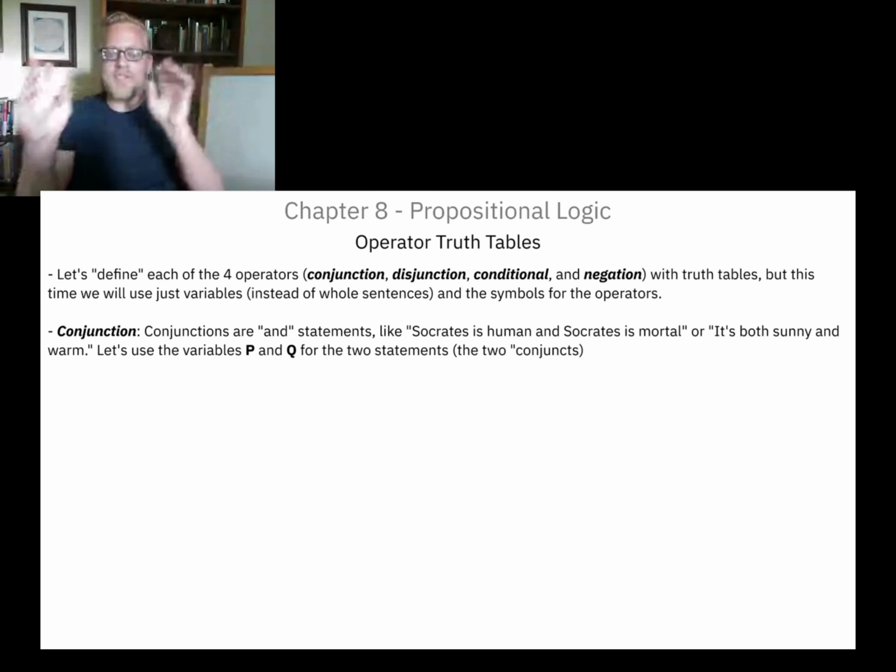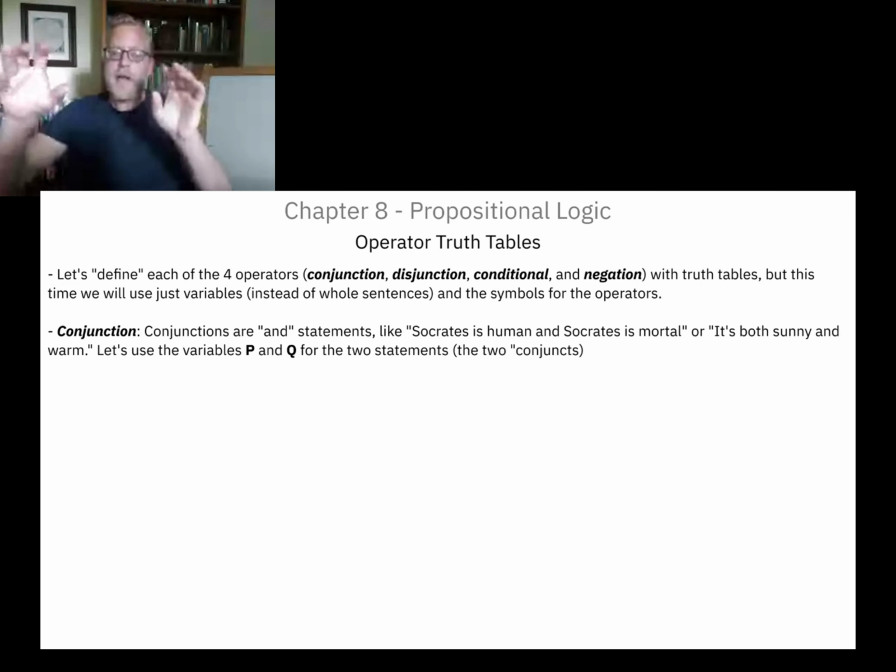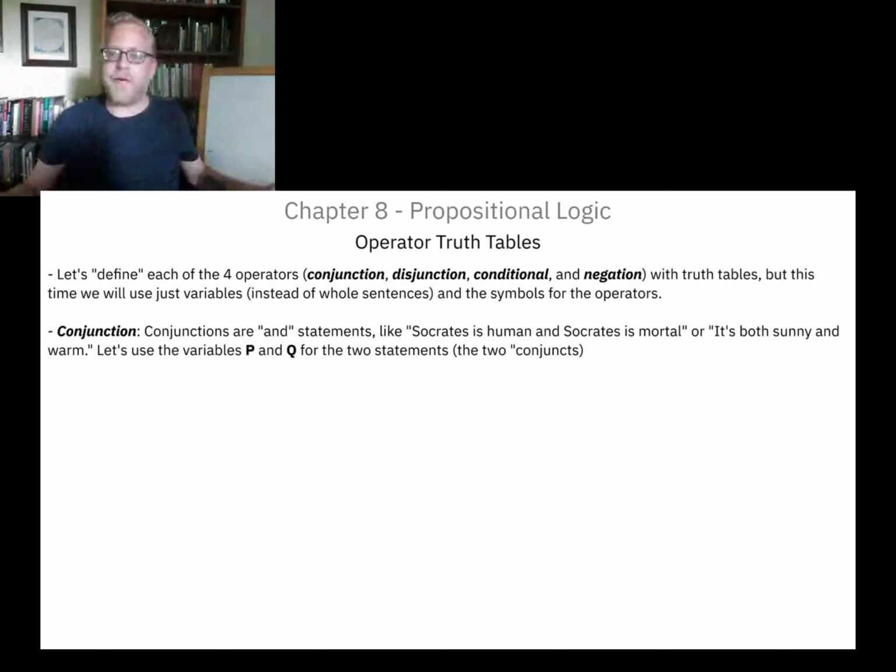So the 2 statements that we're joining with and, those are called the conjuncts, remember? So P is one conjunct and Q is another conjunct, and then we'll bind them together with that and. And for and, we just use the and symbol, right? Really nice. We don't get a fancy logical thing even, just the symbol that most people already know about.